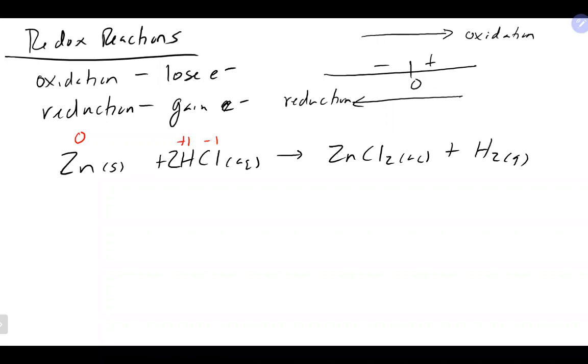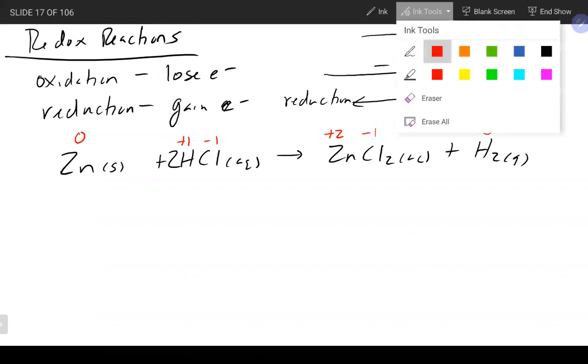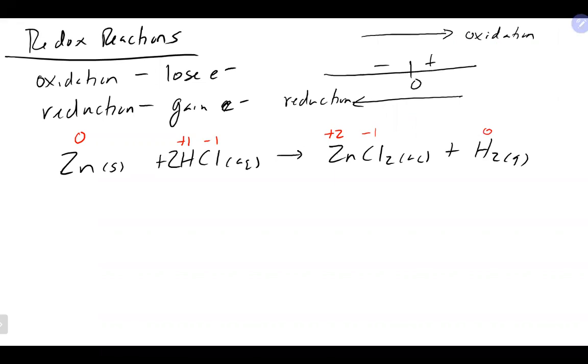When we go to the right-hand side, the zinc now is zinc chloride, and it is ionic because it's attached to the chloride, which now makes it a +2 charge. The chloride is -1. And hydrogen, that is how hydrogen normally comes in its natural state, as hydrogen gas, so it's 0. So we can look at this and figure out what is happening in terms of oxidation and reduction. The zinc started at 0 and ended on the right-hand side at +2, which means it's becoming more positive. So the zinc here is going through oxidation.